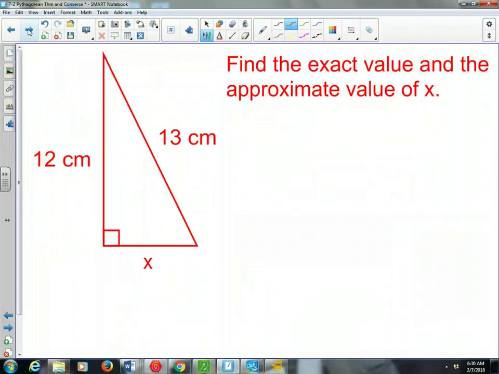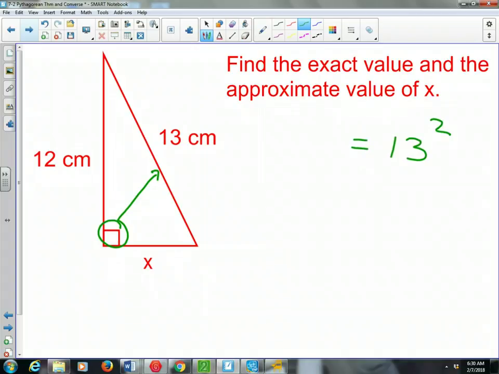Let's see how we can apply this. I have two sides of a right triangle. If I have two sides of a right triangle, I can always find the third by doing the Pythagorean theorem. So the first thing I do is I locate my 90-degree angle, and opposite of that 90-degree angle is the hypotenuse. And that goes on the right side of the equation all by itself.